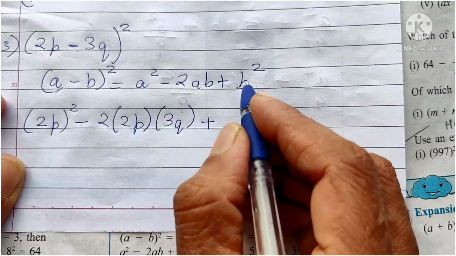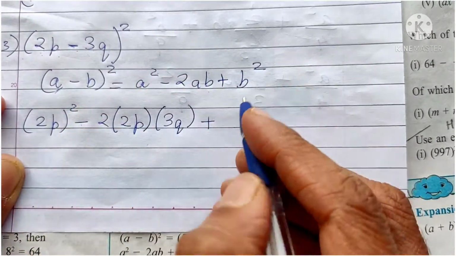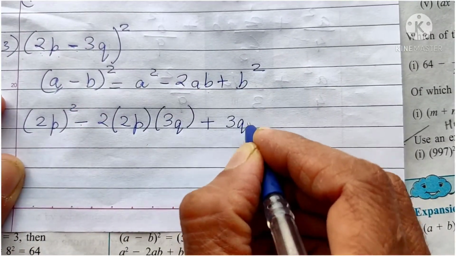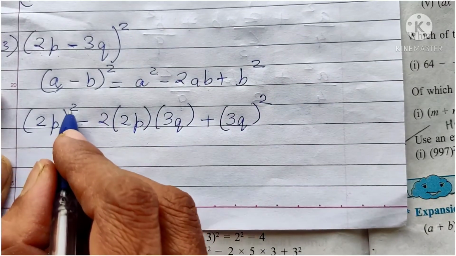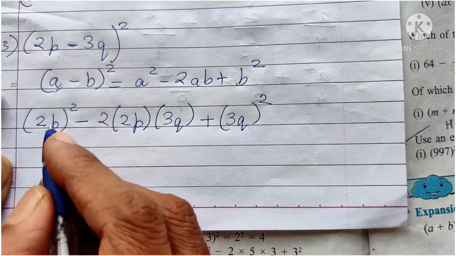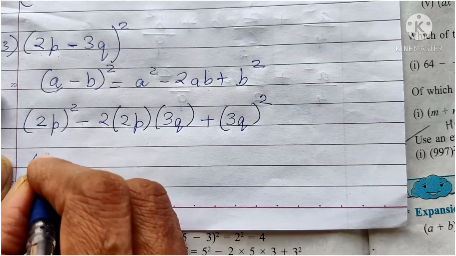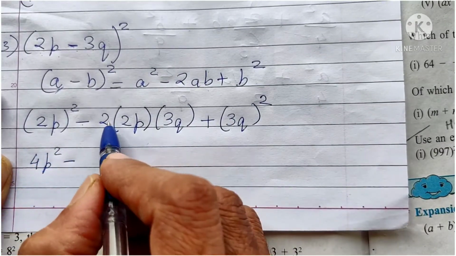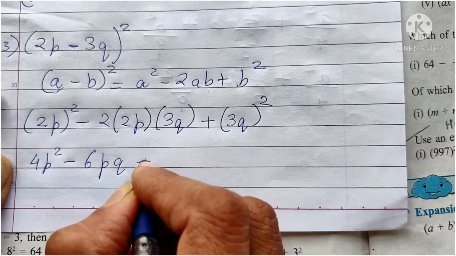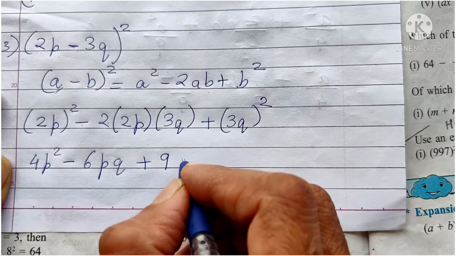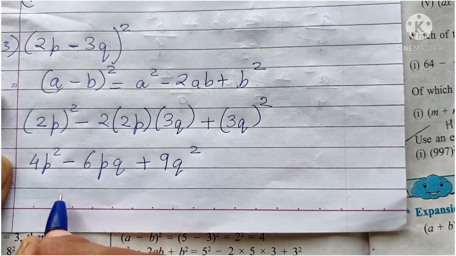And then you have plus B square. Now what is your B? 3Q, right? So you will write (3Q) the whole square. Now let's take the square of each. So you have 4P square minus 2 3s are 6, P multiplied by Q, and then you have 3 square is 9Q square. So this is your answer.